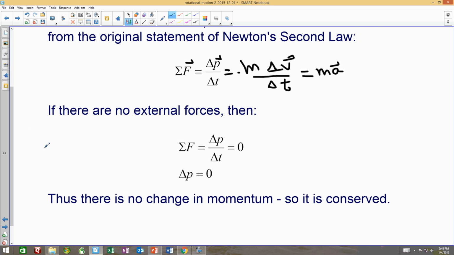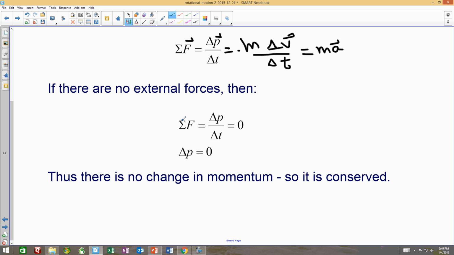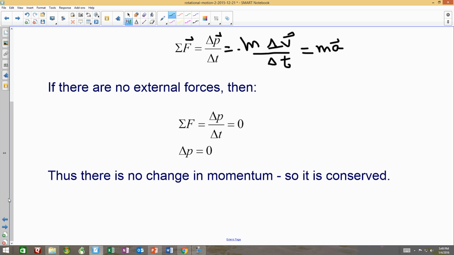So if there's no net force acting on the system, the sum of the forces goes to 0, and that means your change of momentum is 0. And that makes sense. If there's no change in momentum, that means there's no impulse, right? So the momentum you start with has to be equal to the momentum you end with. Thus, there's no change in momentum.